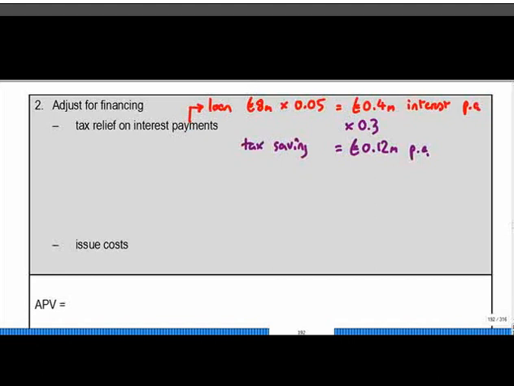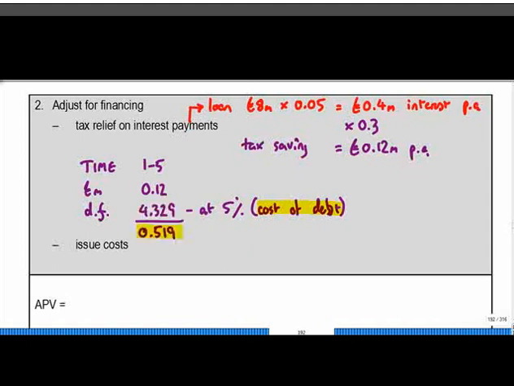Now, we're not going to discount it at 10%, and the reason for this is that this cash flow is not risky. We definitely pay the interest, and so we're pretty sure of getting the tax relief too. So we're going to discount at the cost of debt, which is 5%. And discounting at 5% for 5 years gives us the present value of the tax relief at 0.519 million. That step's important. It's important that you use the cost of debt, because that reflects the risk of the cash flows.